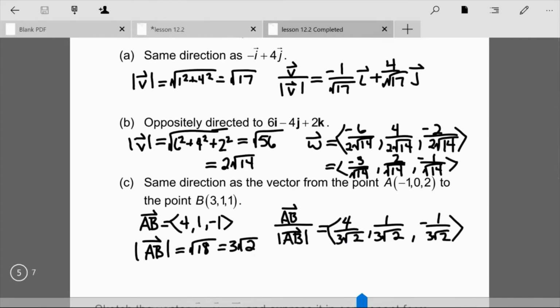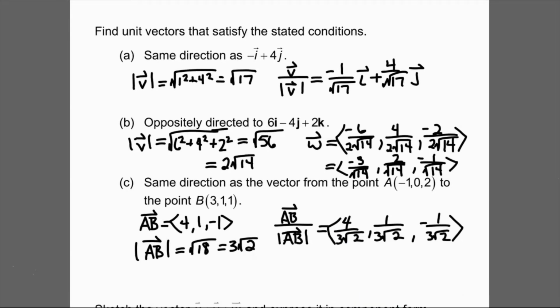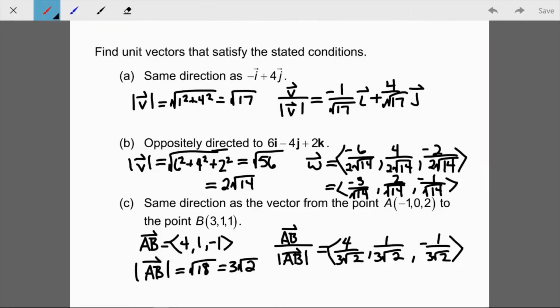Okay, so here's what you should have come up with. It says the same direction as negative i plus 4j. So all I really need to do here is figure out the magnitude, which was square root of 17. And now just divide both components by that square root of 17, and that's going to give me my unit vector. So again, remember, when you see this notation, when I divide a vector by its magnitude, I am finding the unit vector that points in the direction of that vector.